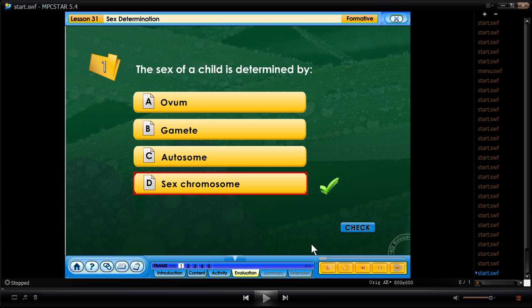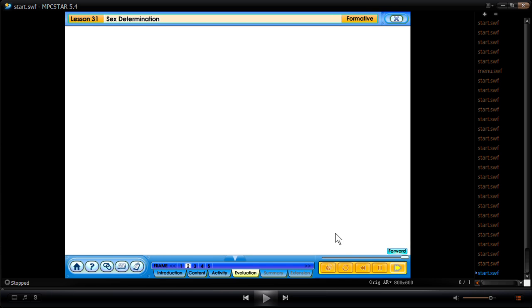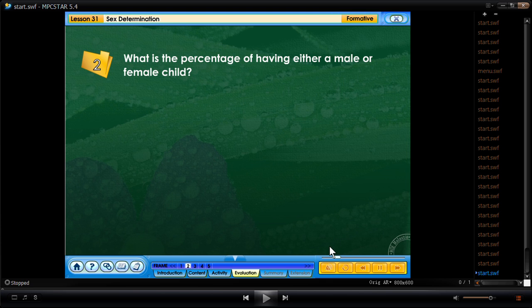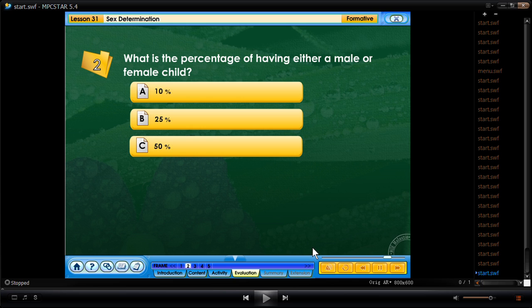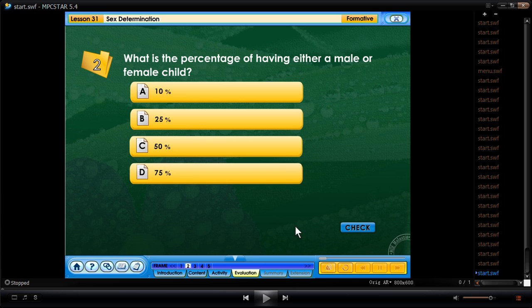Your answer is correct. What is the percentage of having either a male or female child? A. 10%, B. 25%, C. 50%, D. 75%. Your answer is correct.